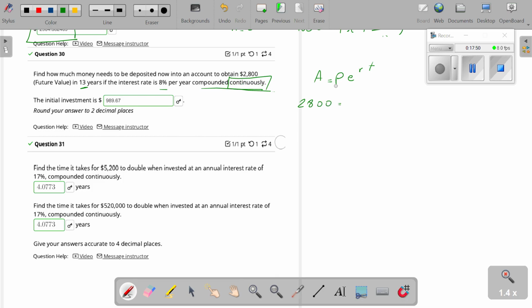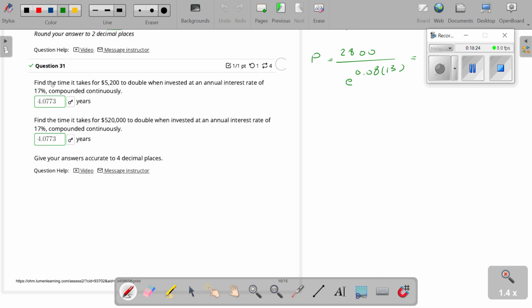P is the initial amount, and that's what we're looking for. In e to the power of r, r is 8%, so I write 0.08, and the time is 13. Now to find the P, you need to divide 2,800 by e to the power of 0.08 times 13. And the answer will be equal to this value.